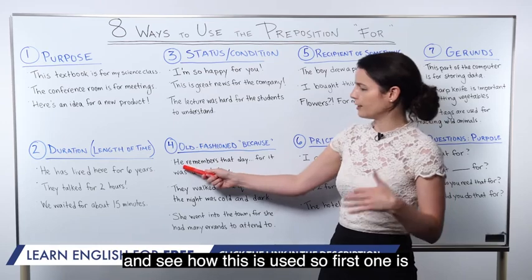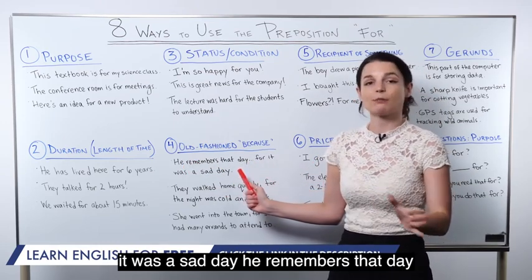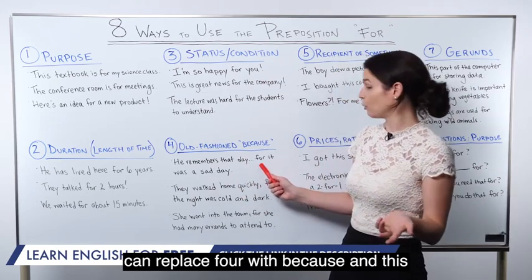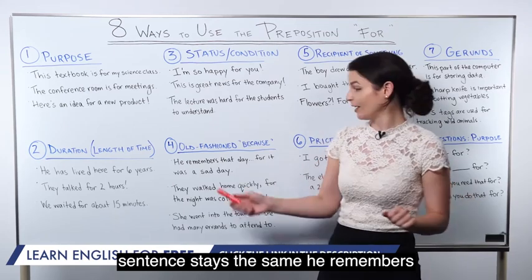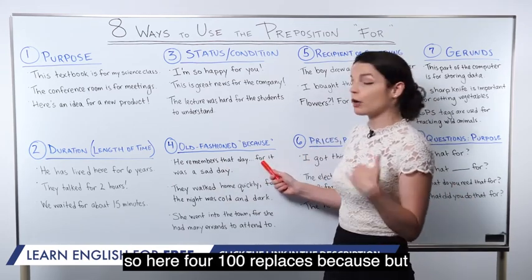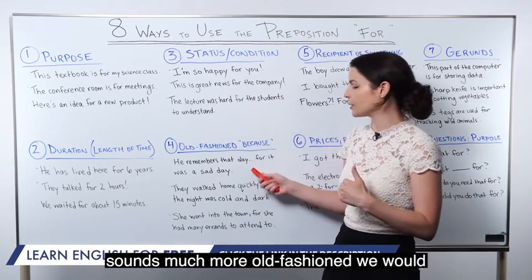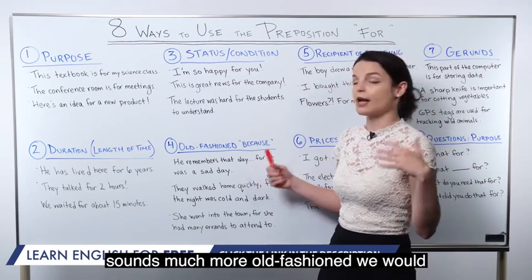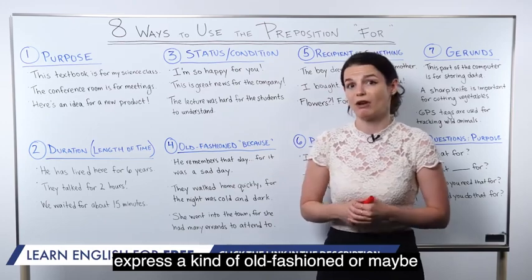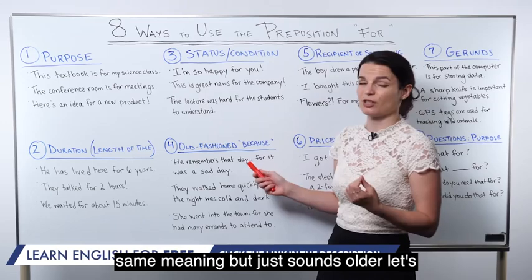So first one is a sad one, but he remembers that day, for it was a sad day. He remembers that day, for it was a sad day. In this sentence, we can replace "for" with "because," and the sentence stays the same. He remembers that day because it was a sad day. Okay? So here, "for" 100% replaces "because," but the difference is that this sentence sounds much more old-fashioned. We would not say this sentence in everyday communication now unless we want to express a kind of old-fashioned or maybe very dramatic feel. So this is 100% the same meaning, but just sounds older.